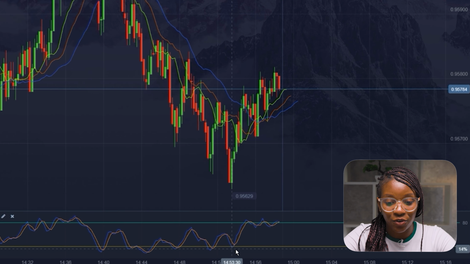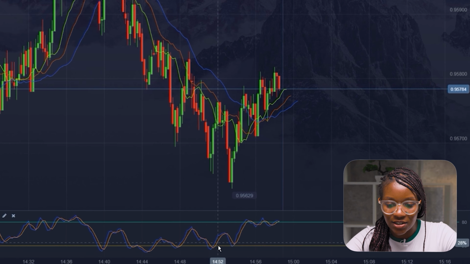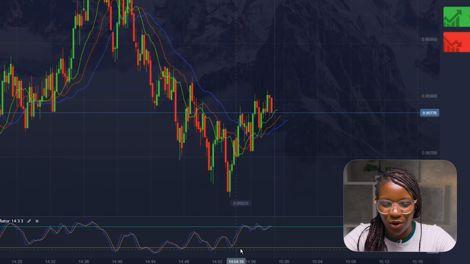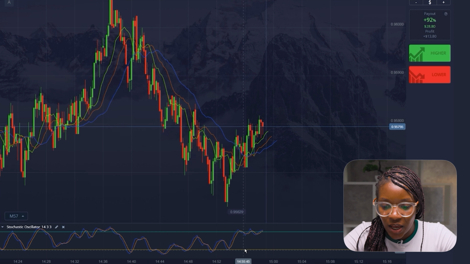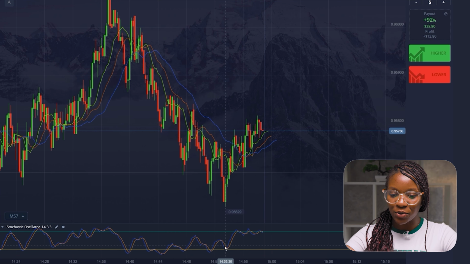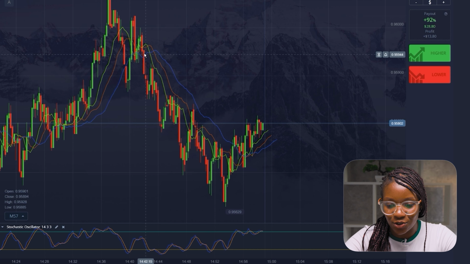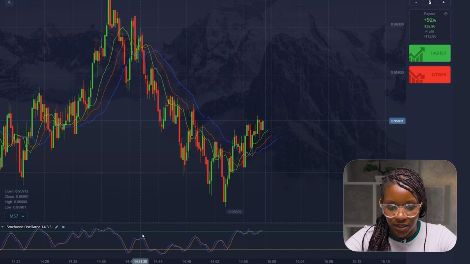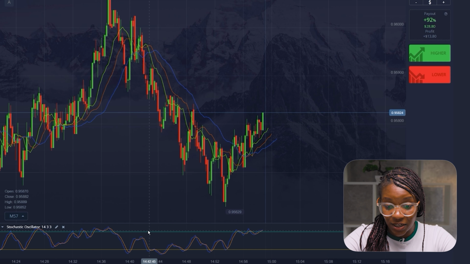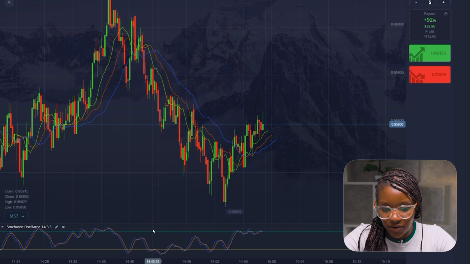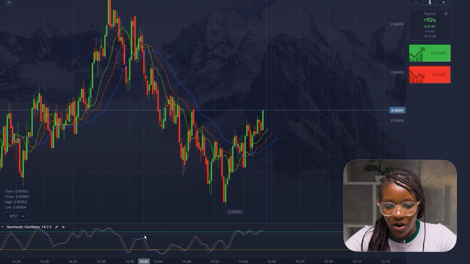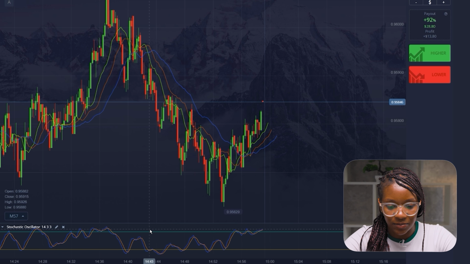Also, we should consider for a long position that the stochastic oscillator should be below or around 20. Like here, for example. And in order to open a short position, we should look for the indicator to be around or above 80. The higher, the better. But it's also enough if that is in the range 70 to 80. Let's start looking for these situations.